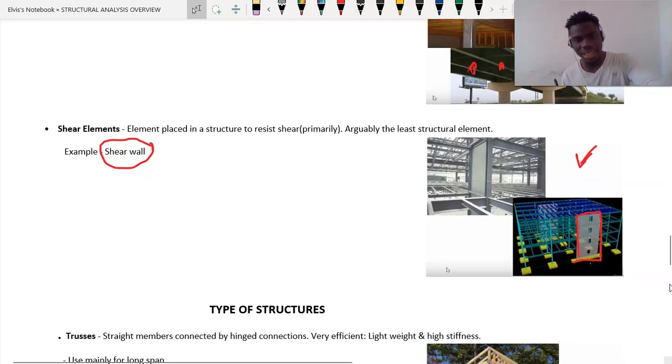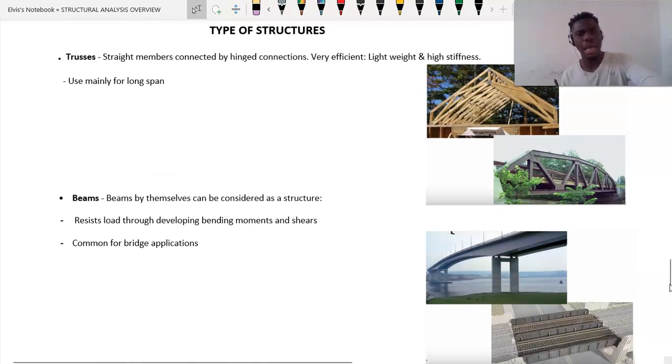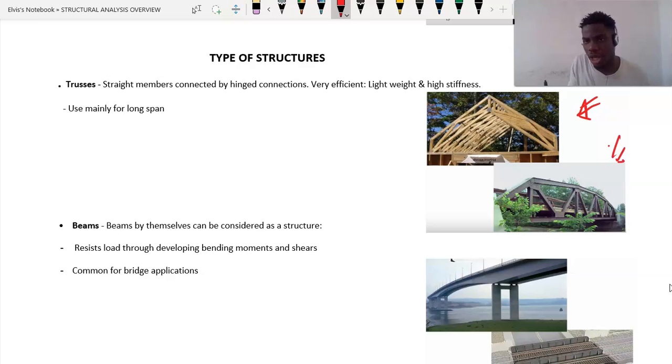Now let's take a look at types of structures. Now guys, what are the types of structures? The first type of structure we have is trusses. These are straight members connected by hinge joints. As you can see in this picture, this is an example of a truss. So these are straight members connected by hinge connections.